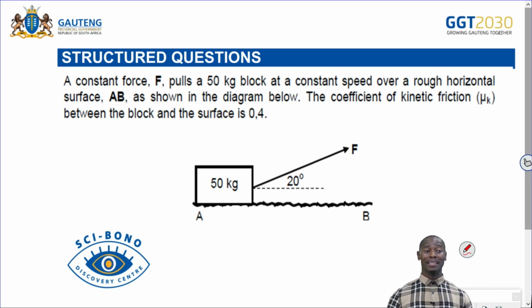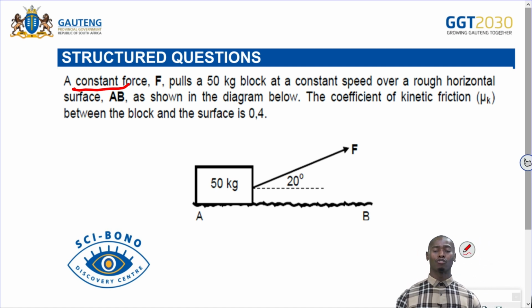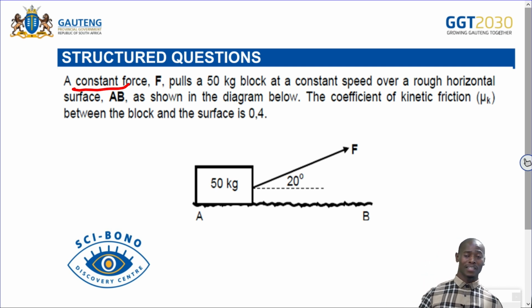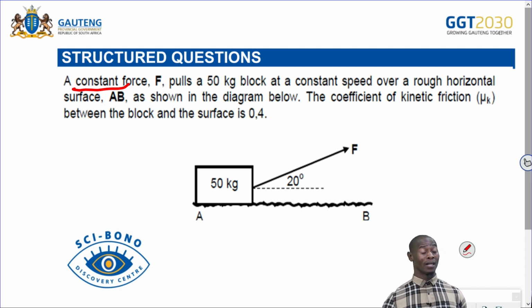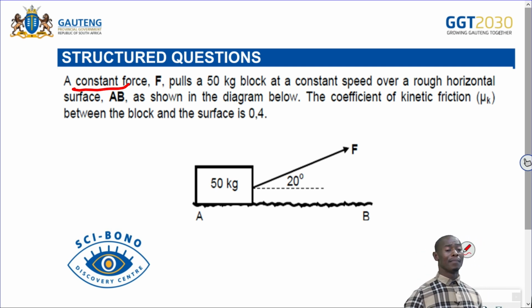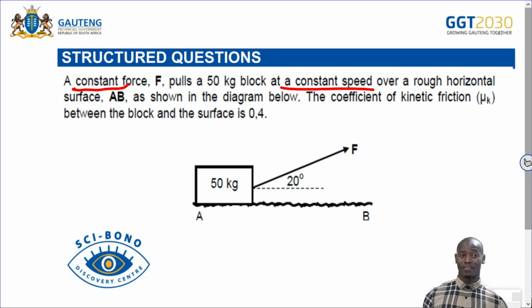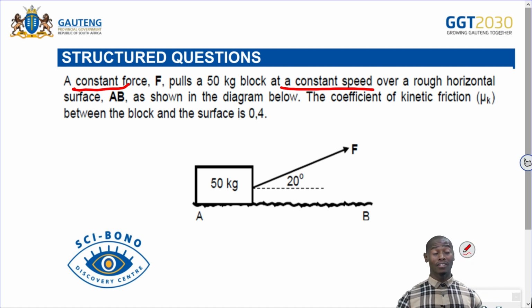All right, so please, I know when they see the word constant, they think, okay, we have arrived, Fnet is equal to 0. Remember, it will be 0 if you're talking of constant speed or constant velocity, an object at rest, or forces that are at equilibrium, or when it comes to a closed vector diagram, right? Then, constant force F pulls a 50 kilogram block. So you're given the mass of that block at a constant speed, right? At a constant speed. So you take note of that.